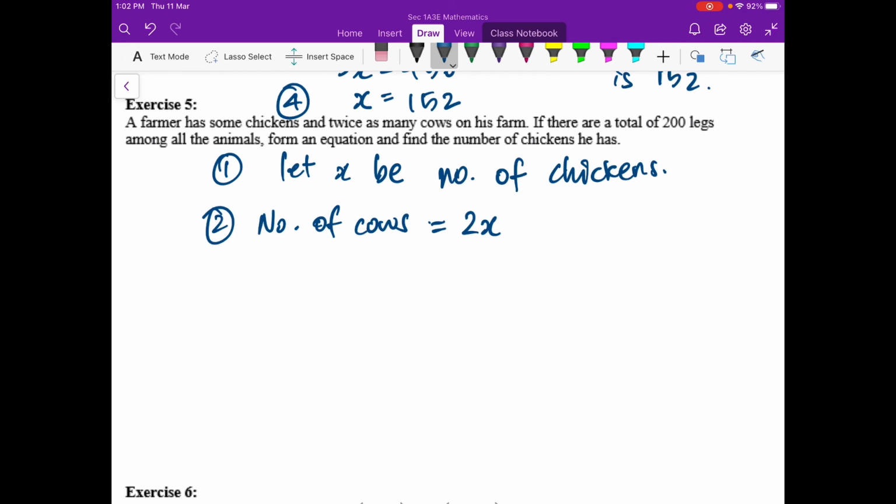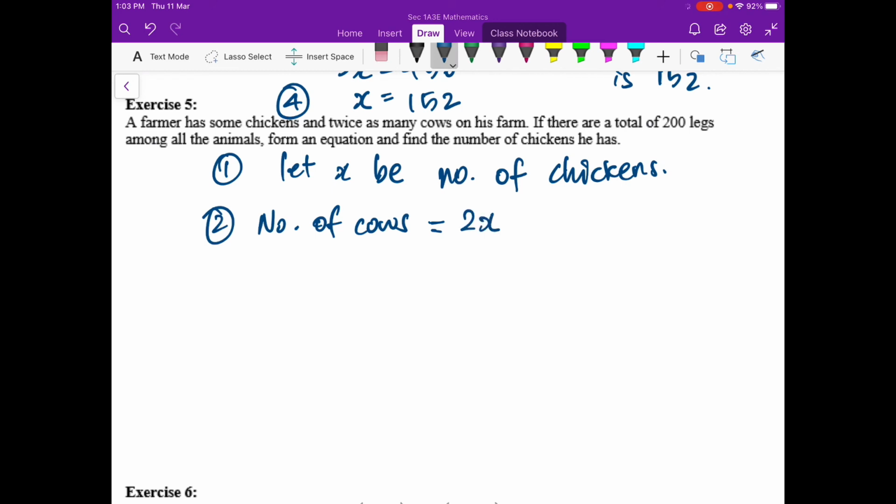Right? I am now writing number of cows in terms of x. Can you imagine if I don't write number of cows equals to 2x, I write let number of cows be equal to y. Then now you have x and y. That doesn't help you, you know. Then there is no relationship between x and y. However, if you write it as 2x, then there is only one variable. One variable, you can solve it.